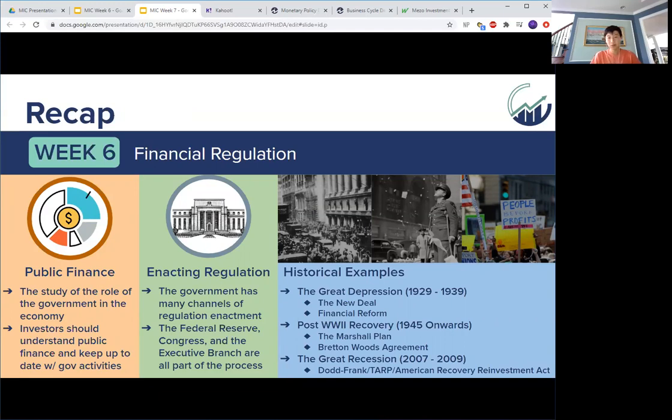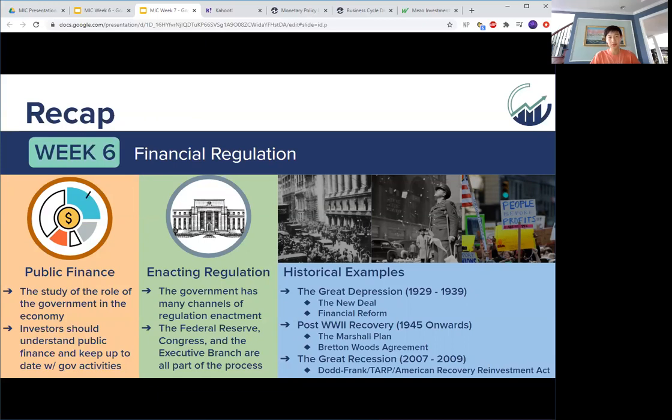If you ever want to go into investing, whether on your own or at a firm, you have to understand public finance and keep up to date with what the government is doing in terms of economic and financial policy. The second thing we discussed was the structure of government that is set in place to enact financial regulation here in the United States.